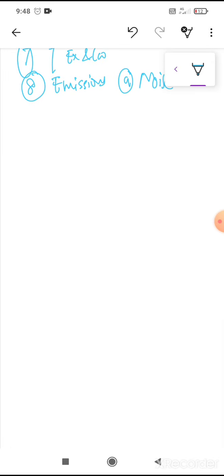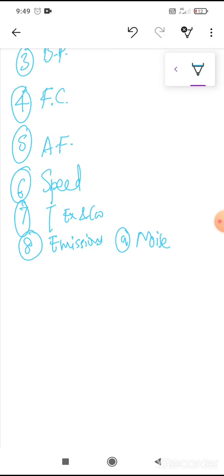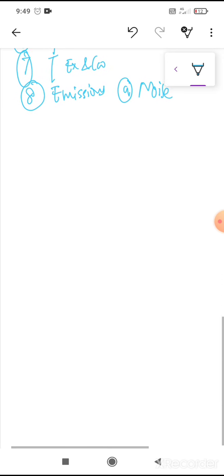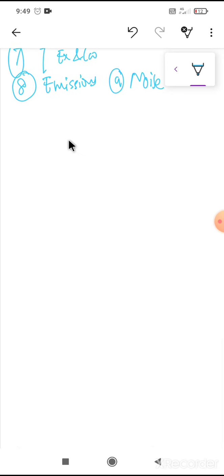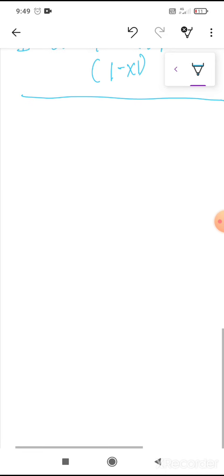So let's start with any of the parameters, but before starting that, we will discuss the Indian Standard code for testing of engines. So one standard code is given, that is the Indian Standard code IS 10000 to 10004 for testing of engines. This is divided into parts 1 to 11. So there are a total of 11 parts from 10000 to 10004. So we'll discuss each and every IS code. So let's start with the first IS code.